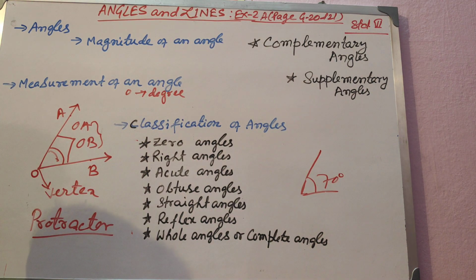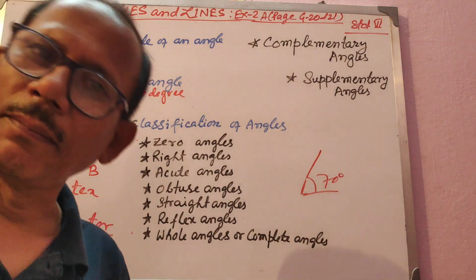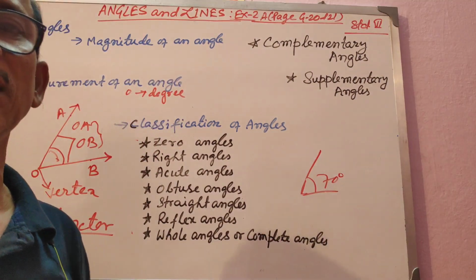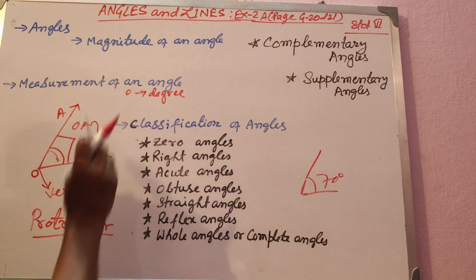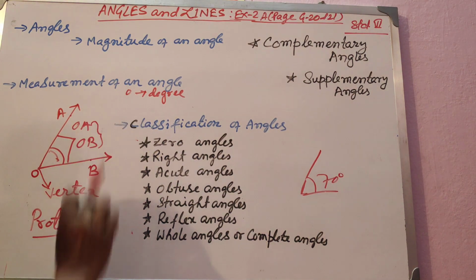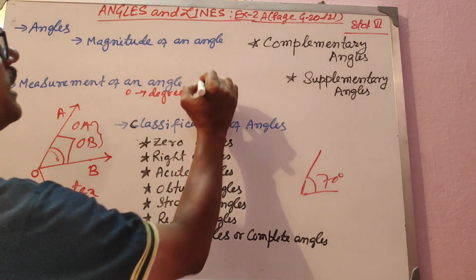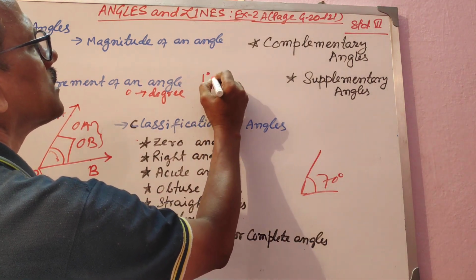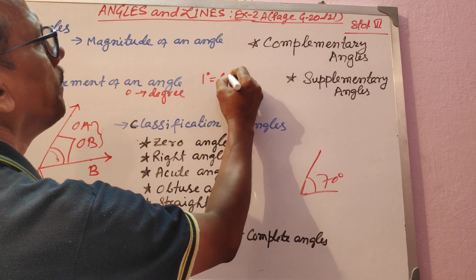This opening is how much that we measure, that is the magnitude of the angle, and that measurement we just give a unit as degree. The unit of angle is degree. Now, 1 degree is equal to 60 minutes.